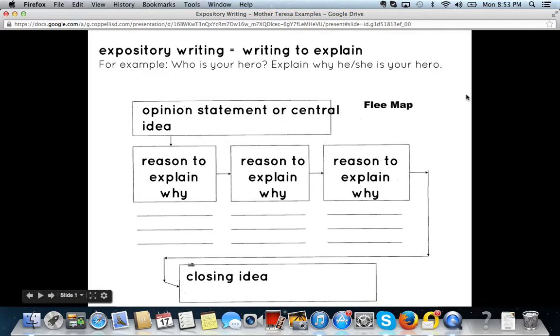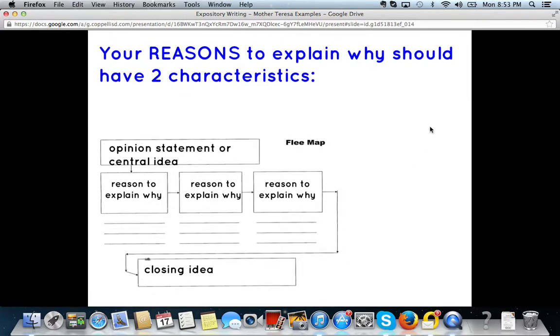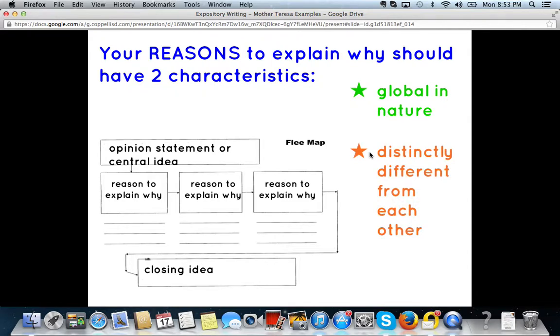What we're going to talk about today, though, is specifically the reasons to explain why. Your reasons to explain why should have 2 very important characteristics. Okay? So my reasons to explain why, whatever that topic is, so in this case, my mom is my hero, should be, number 1, global in nature. That means that they should be big, huge ideas that everybody can understand no matter what, even if they don't know very much about my topic. And then they should be distinctly different from each other.